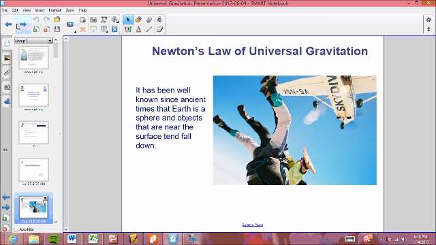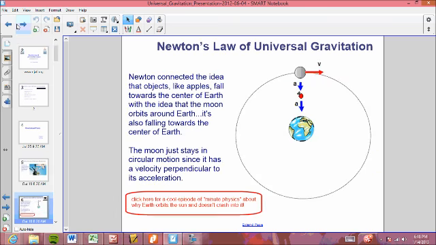Newton, if you remember from our dynamics, connected the idea that objects like apples fall towards the center of the Earth with the idea that the moon orbits around the Earth. It's also falling towards the center of the Earth. The moon just stays in circular motion since it has a velocity perpendicular to its acceleration.